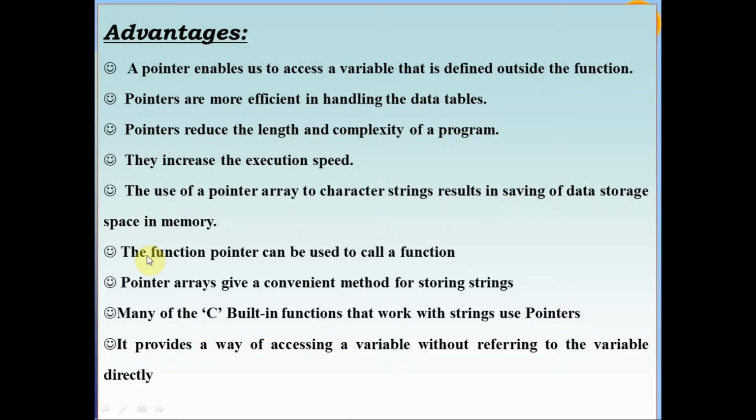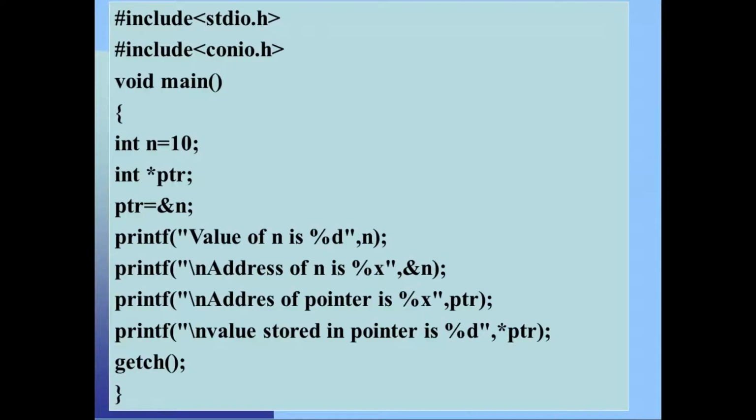A function pointer can be used to call a function. A pointer array gives a convenient method for storing strings. Many of the C built-in functions that work with strings use pointers. It provides a way of accessing a variable without referring to the variable directly.